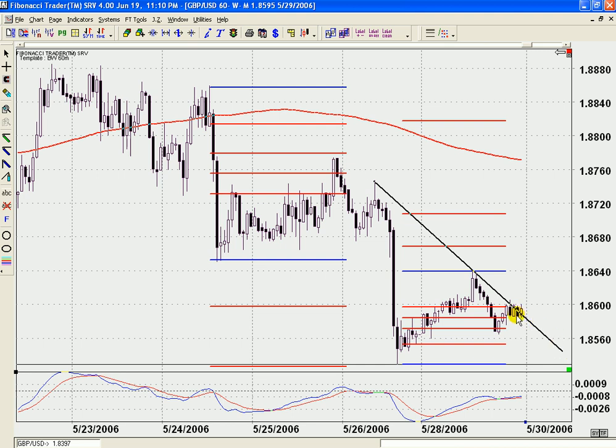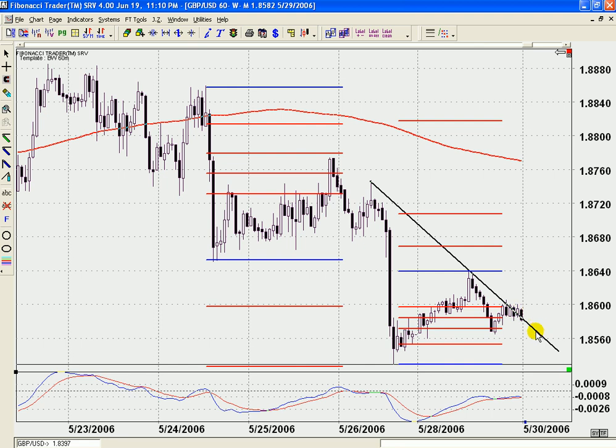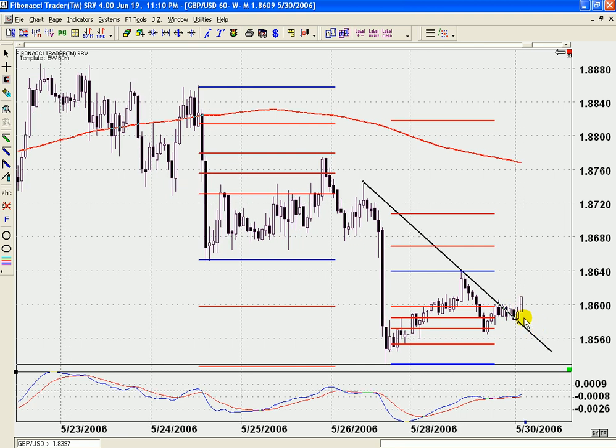Price is consolidating through the short-term downtrend line, and you see 8600 here. The figure is very sensitive. Price consolidated below 8600. Now it has broken above and seems to want to move higher.